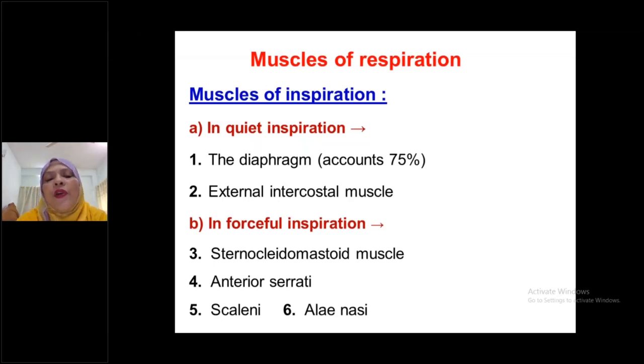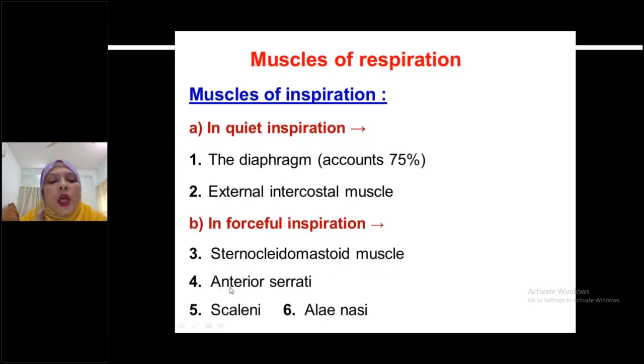Now, what is the role of the external intercostal muscle? It is the main muscle which elevates the rib cage. Please remember this and write down, everybody. Role of diaphragm: it pulls the lower surfaces of the lungs downwards. Role of external intercostal muscle: it is the main muscle which elevates the rib cage. Now, what is the role of sternocleidomastoid muscle? It lifts the sternum upward.